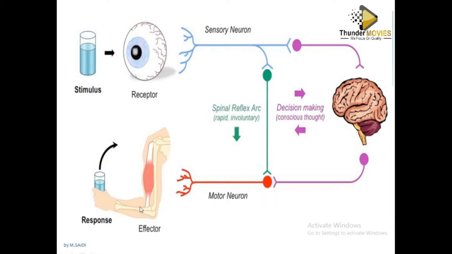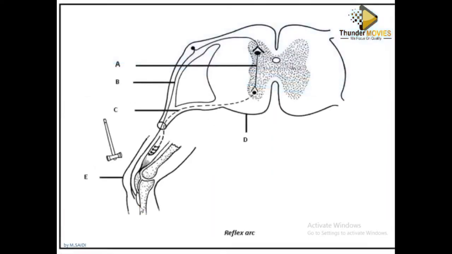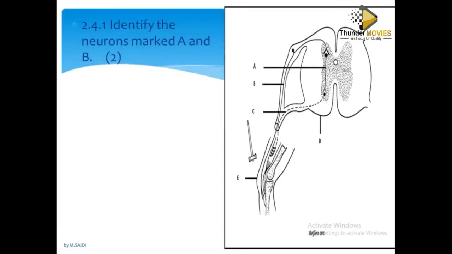Let's look at some of the questions. Can you answer these parts? We have A is the knee, C is the motor neuron, B is the sensory neuron, A is the connector neuron, D is the spinal cord. Can you know the function of them? Identify the neurons labeled A and B. A, we say that is the connector neuron, and then B is the sensory neuron.